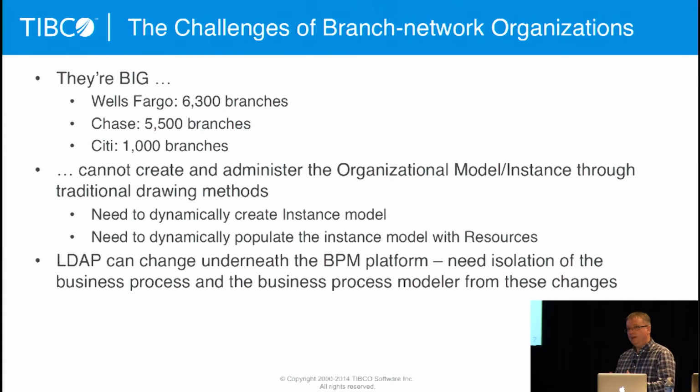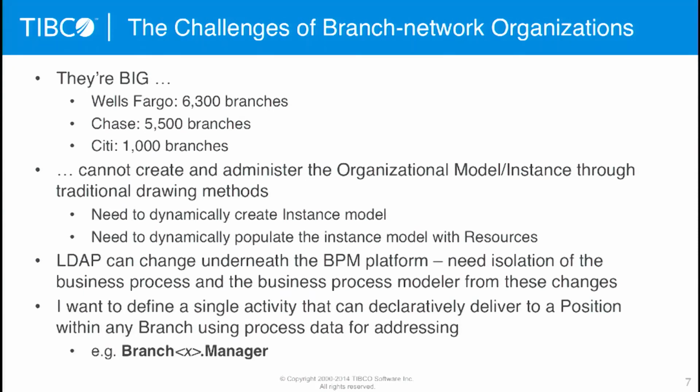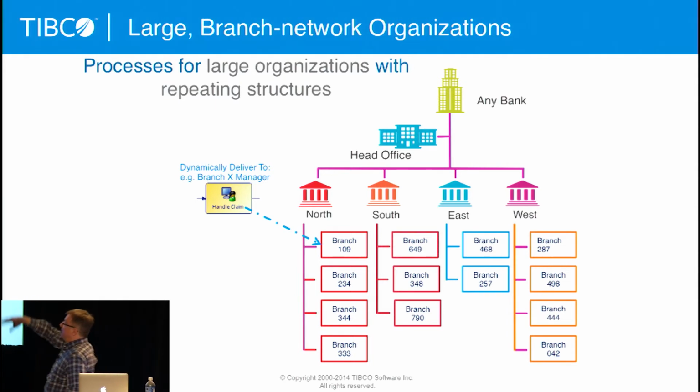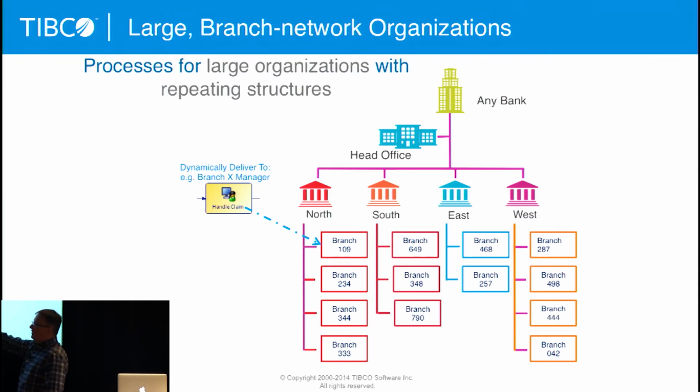You need the model there to provide the level of indirection away from the corporate directory structure. And at the end of the day, I want to just be able to define a single activity that is scoped to my branch and just say deliver it to the manager of branch X. Kind of bringing that into the picture. A little bit of a static model at the top, but I want all of this underneath to be dynamic.